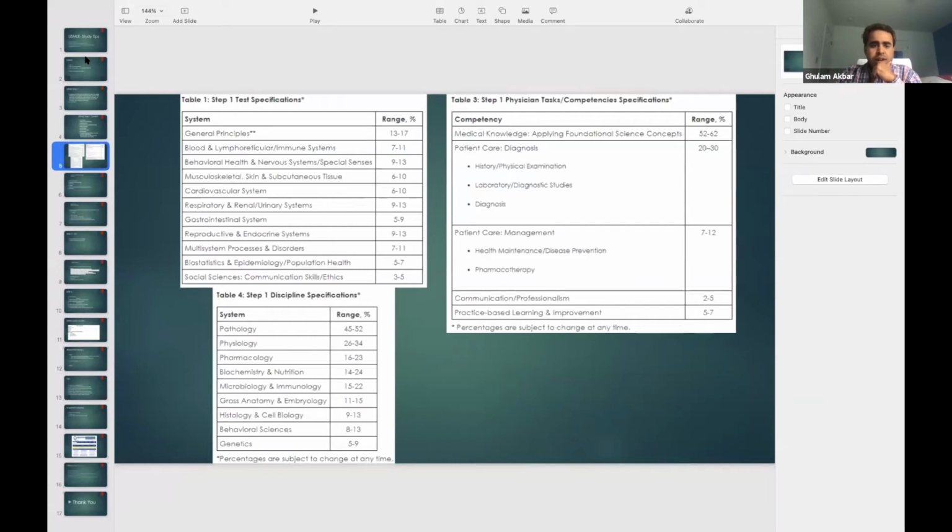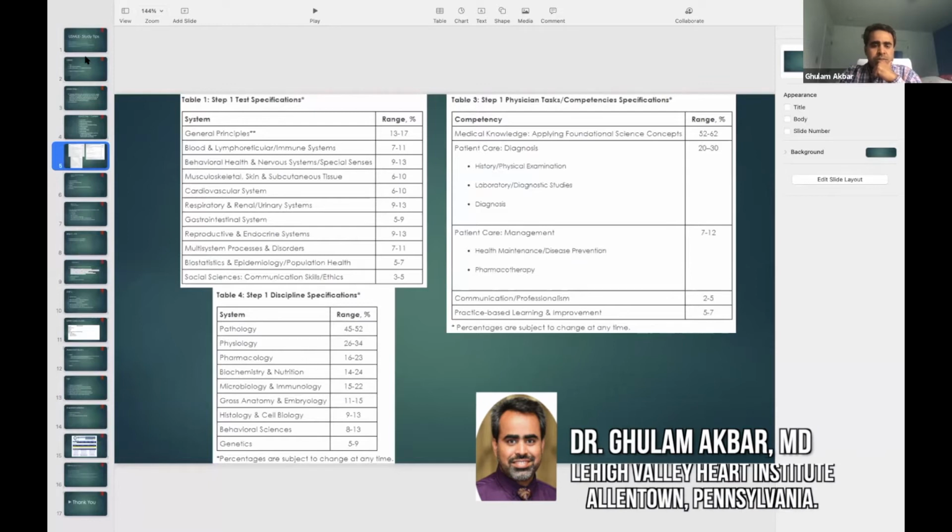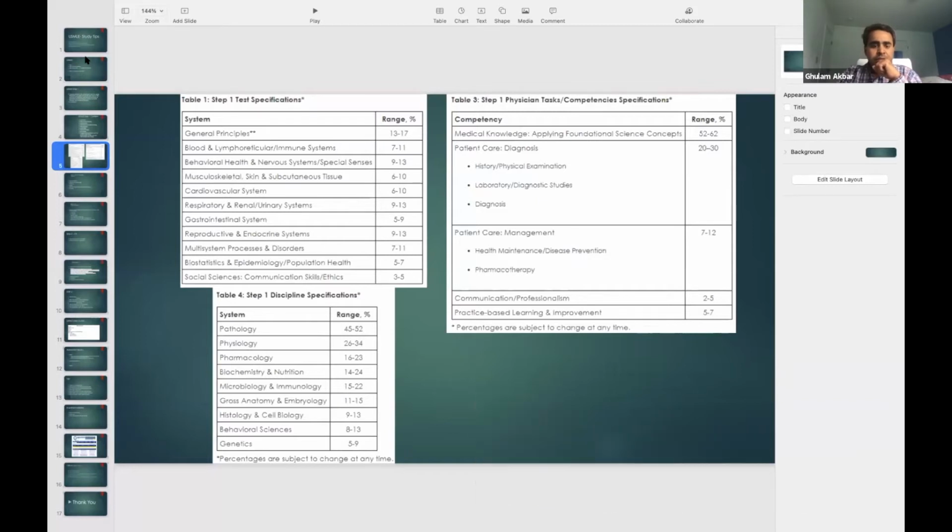This slide explains the percentage of questions that come from general principles, which are usually the most common, and cover all the diseases, then blood and immune systems follow, and then behavioral health. If you go to the left bottom slide, you see pathology is essentially 50%, and if you focus on that, that will cover half of your course, and physiology followed by the other subjects.